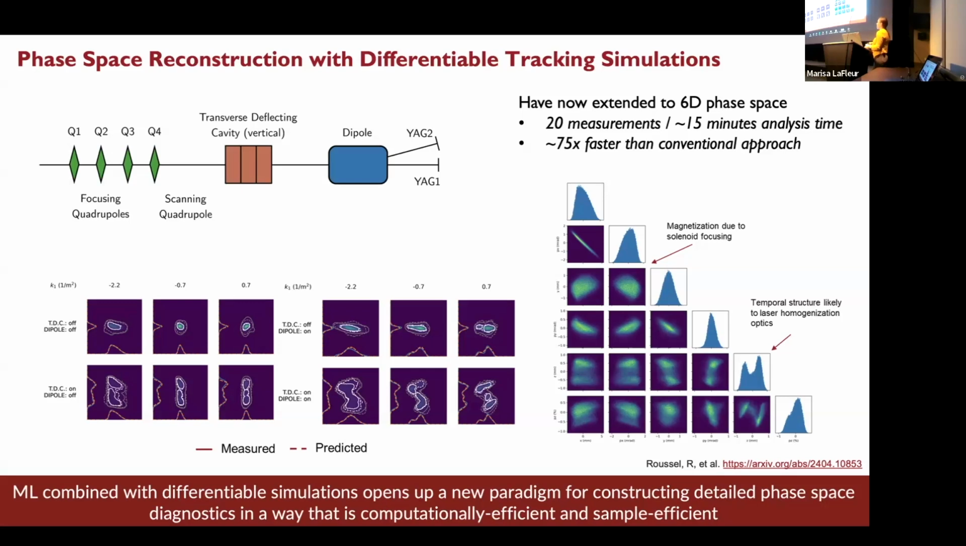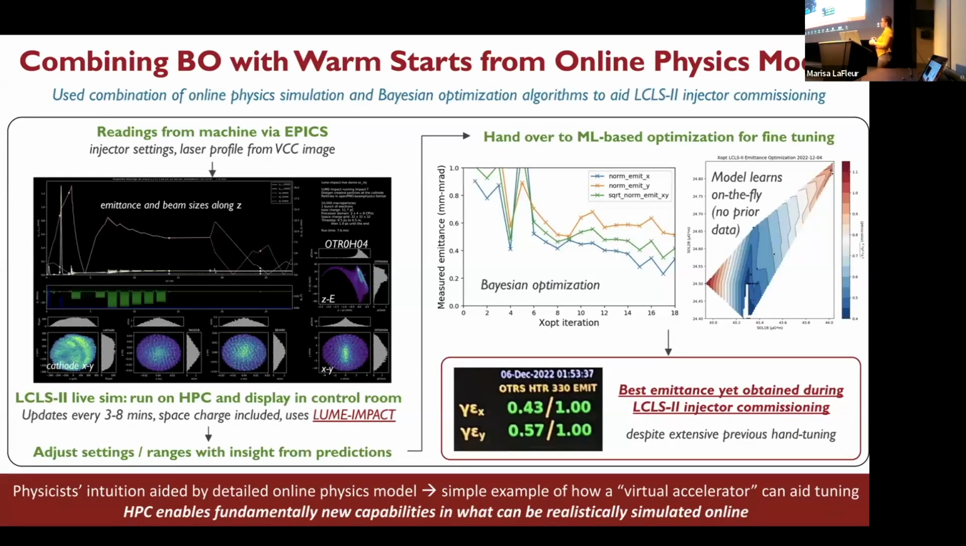And so this ends up being about 75 times faster than the other known conventional approach, and also because of the simplicity of the layout, makes it much more accessible for many different accelerator facilities to use. And so being able to do this so quickly and get this level of information allows us to potentially improve our models online. It allows us to potentially use this information in how we do feedback control for the accelerator. So this is an exciting development.